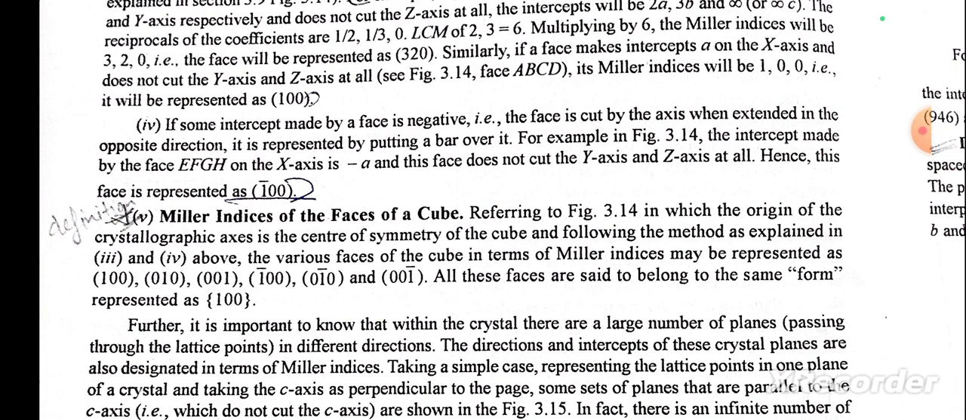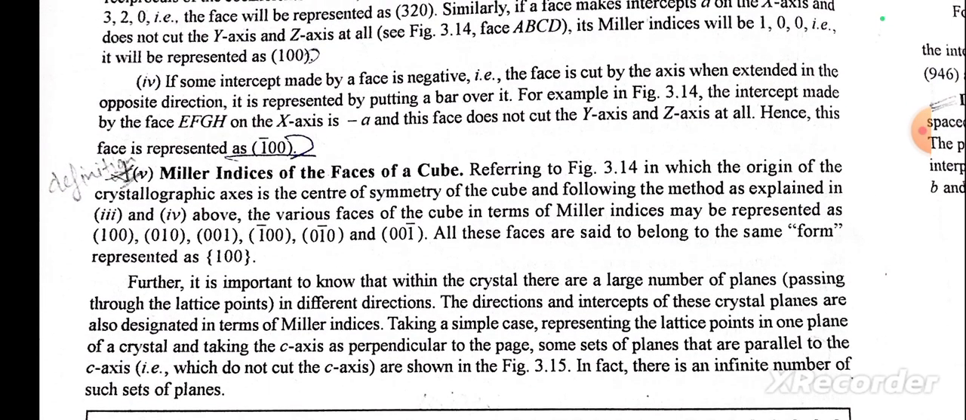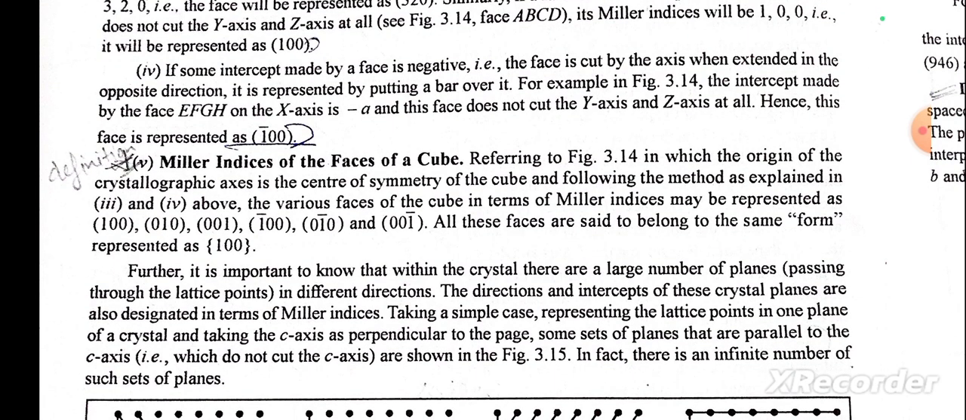Fourth, if a Miller index of the face is negative, the face is cut by the axis when extended in the opposite direction. It is represented by putting a bar over it, and an example is in figure 3.14. The intercept made by the face EFGH on the x-axis is a, and this face does not cut the y-axis and z-axis at all, and hence the face is represented as (100).